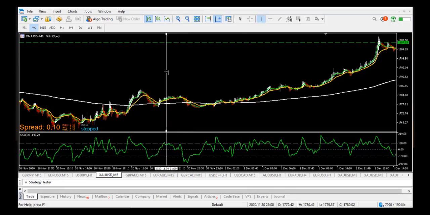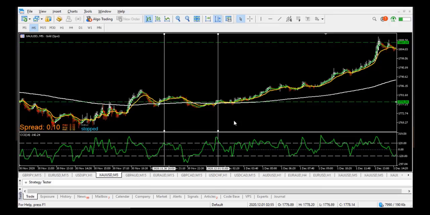So you have a setup here to open a buy position, or if you happen to miss that point, you have another correct signal setup here to open a buy position.